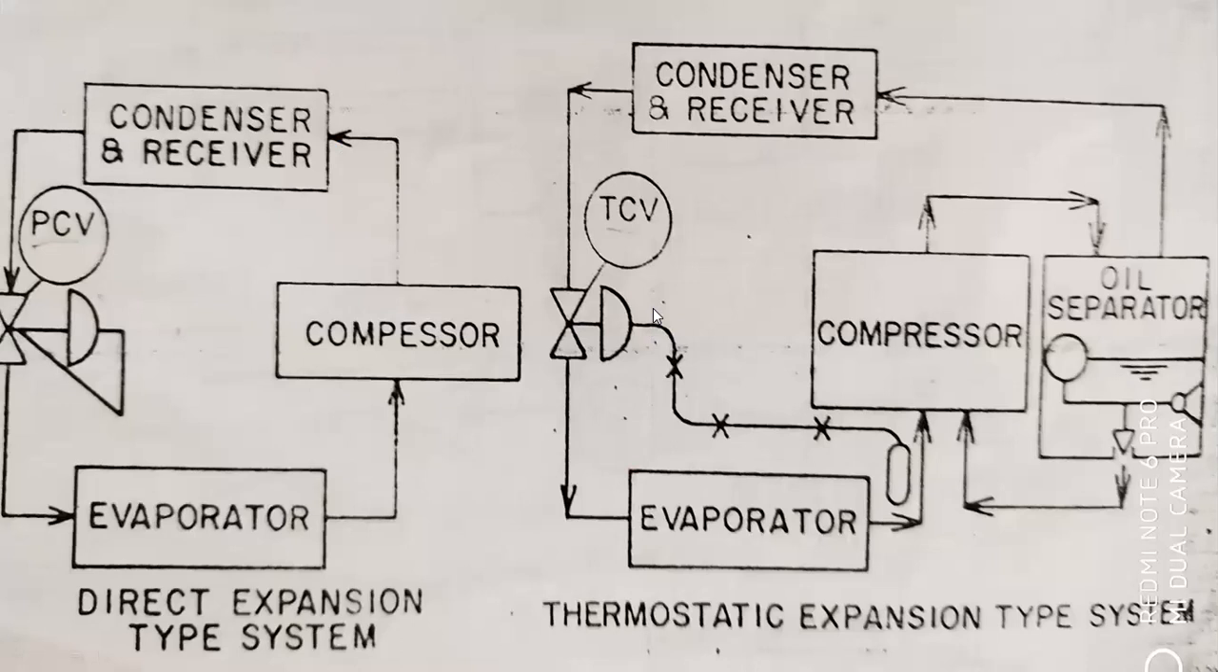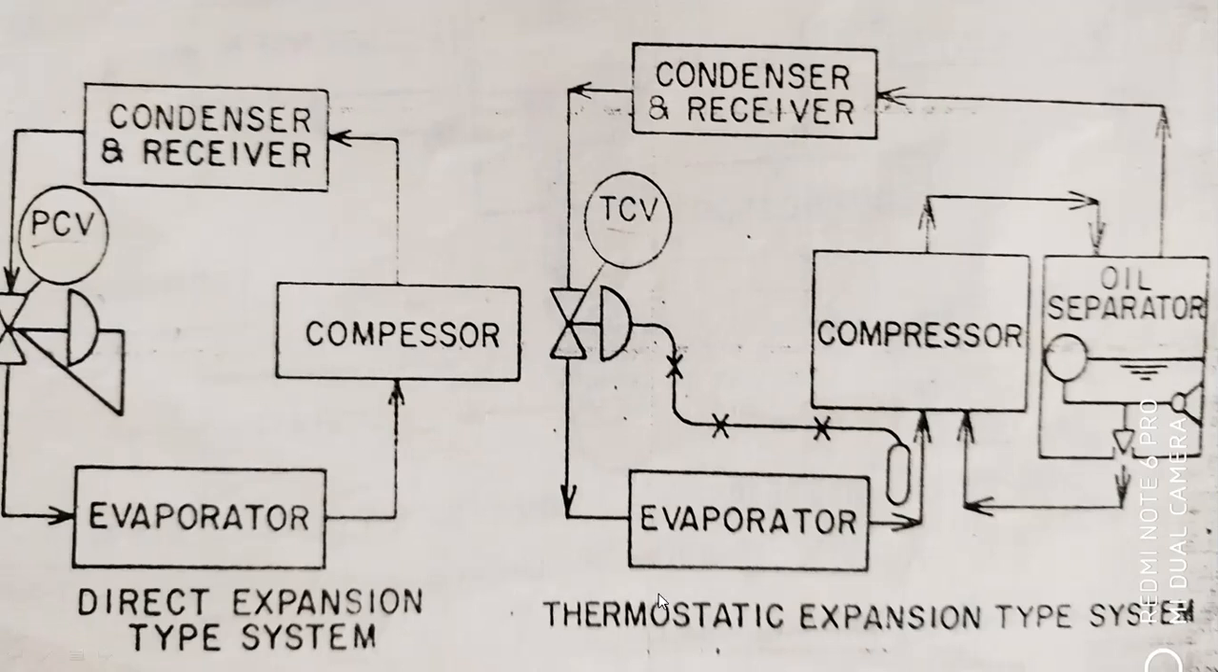Then if you see the thermostatic expansion type system, we have a condenser, receiver, a pressure control valve and evaporator. And this pressure control valve basically controls the pressure in a direct expansion system, where the compressor is coming to the receiver, and the opening and closing of this pressure control valve basically decides the entire pressure that is getting circulated within the refrigeration system. That also decides the evaporator temperature inside the evaporator, because the more pressure or less pressure basically decides that.